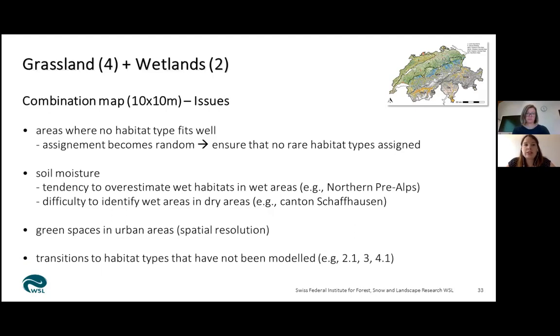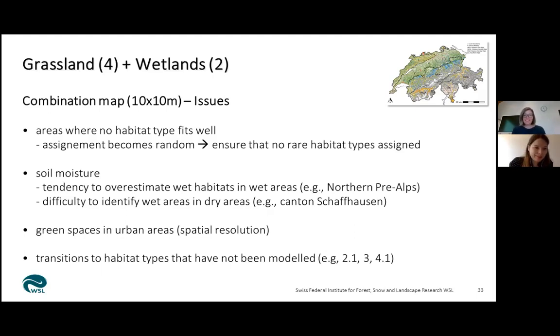And if we use the combination map as a standalone product, there are some problems with transitions to habitat types that have not been modeled, especially other green and grassy vegetation. This is not such an issue if we then integrate the combination map into the final habitat map, because there these other habitat types are considered mostly. Yeah, and with this, I give back to Bronwyn.